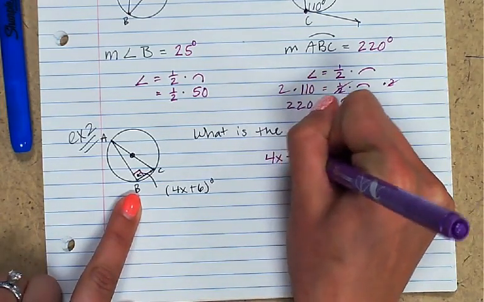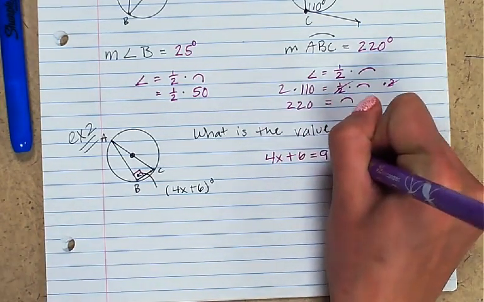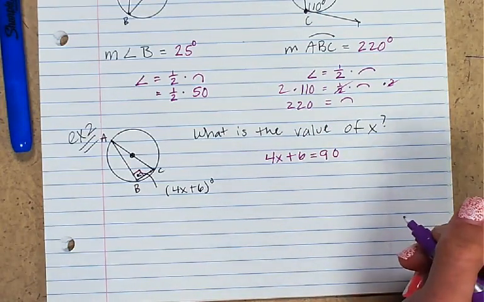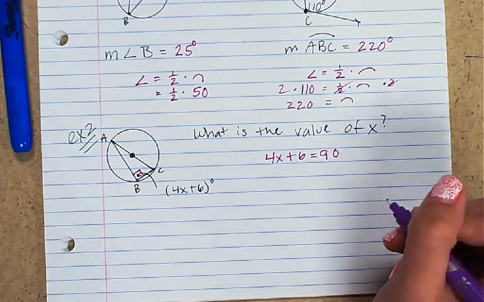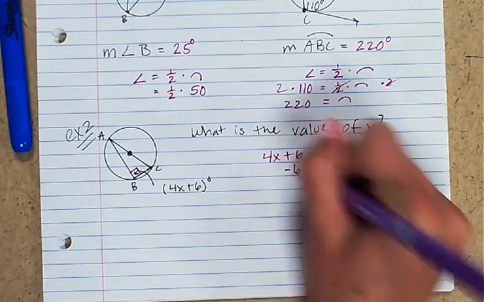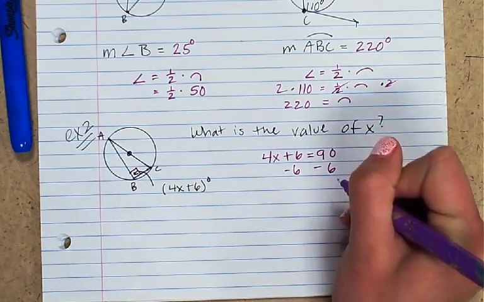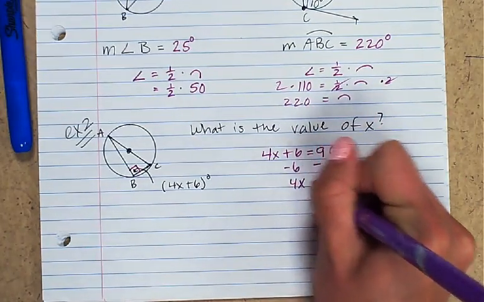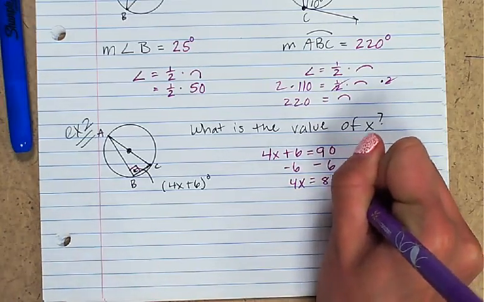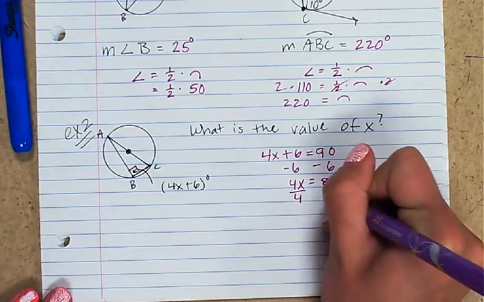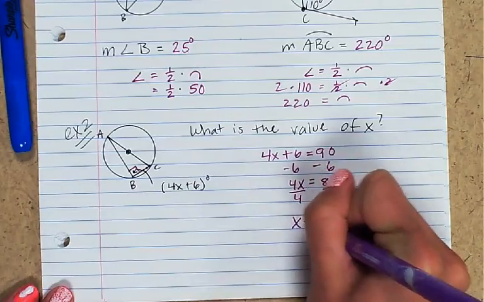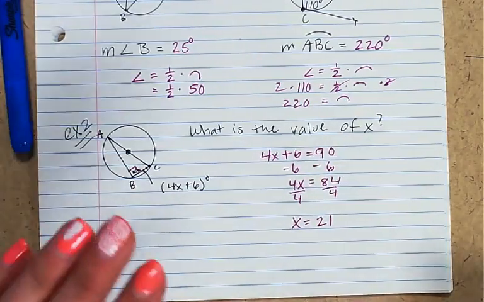So 4x plus 6 equals 90. So then from there, you just solve the equation like normal. So we're going to go, first we're going to subtract 6 from both sides. So 4x equals 84. Then we're going to divide both sides by 4, and x is 21.